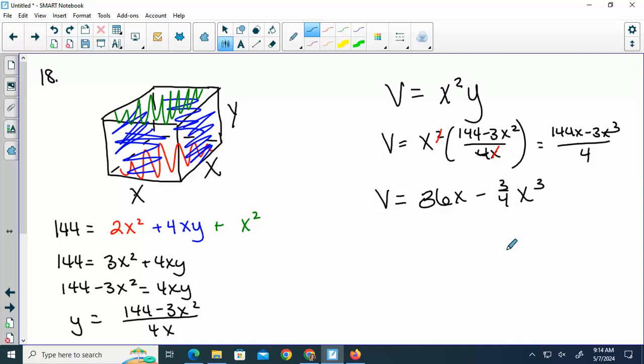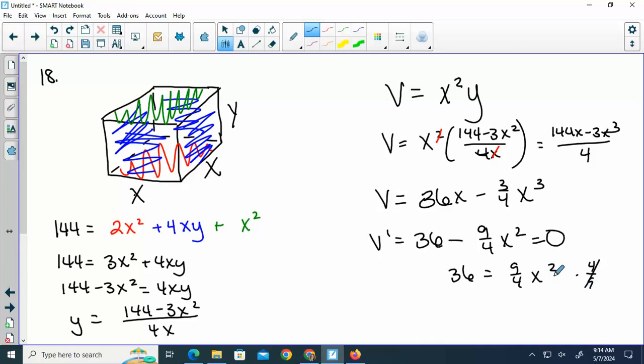Since we need to maximize our volume, now what do? Derivative equal to 0. So the derivative is 36 minus 9/4 x squared equals 0. So multiply by 4 over 9. 36 divided by 9 is 4. 4 times 4 is 16. Normally, if you do a square root, you have to do plus or minus, but can x be negative? No. So our x is 4.